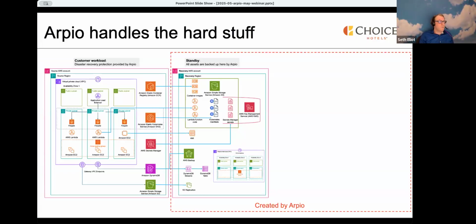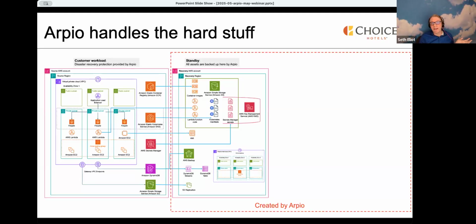RPO, as I said, is creating recovery artifacts in their recovery environment without us ever seeing them, just putting them in place in their account. So Choice owns both of these accounts. These are two different accounts in two different regions. Choice owns both of them, and we're standing up, you can see, using AWS Backup, using DynamoDB streams. The entire VPC is being stood up ahead of time because VPCs don't cost anything.